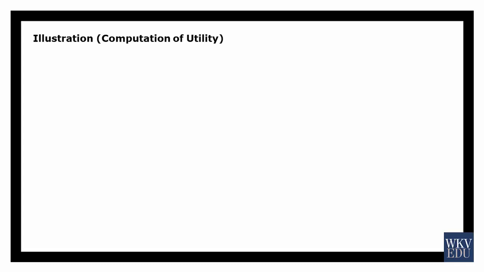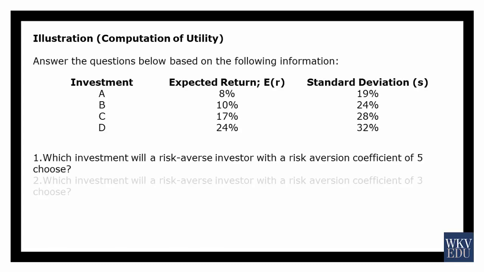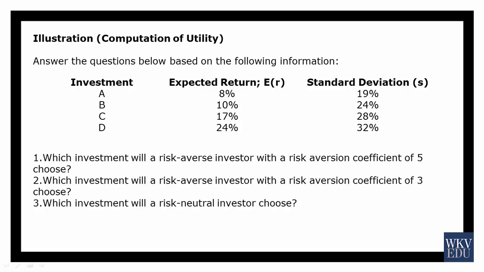Now let's look at an example which illustrates the computation of utility based on the equation that we had seen. Using the utility function formula that we had seen in the first slide, I would want you to solve the following question based on that formula, where utility equals expected return minus half of A times sigma squared.